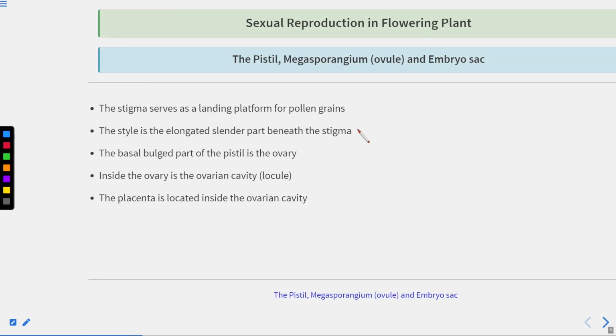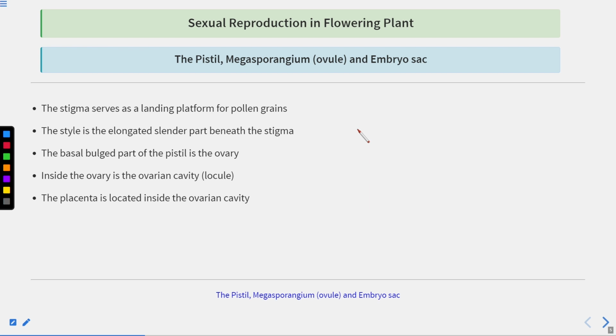Now next, the stigma serves as a landing platform for the pollen grains, meaning the stigma is the receptive part. The stigma receives the pollen grains, and at the stigma, pollen incompatibility or compatibility is decided. If the pollen is incompatible, then it will not germinate. Clear? Now the style is the elongated slender part beneath the stigma.